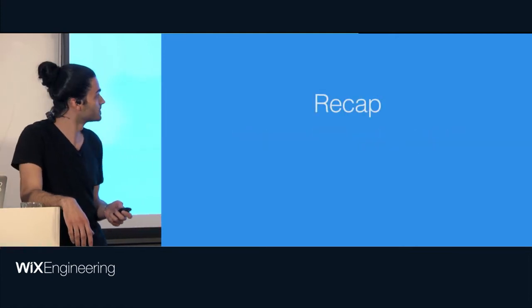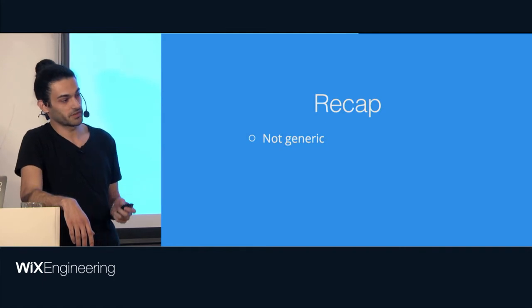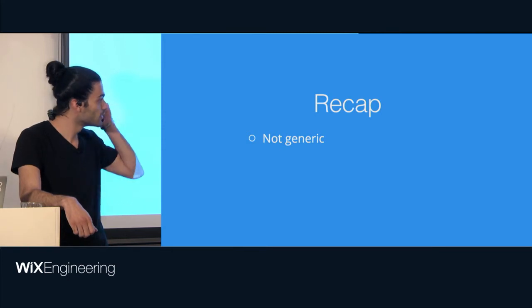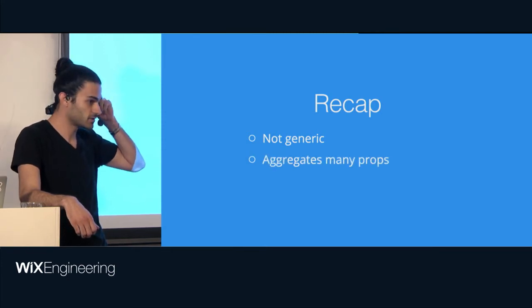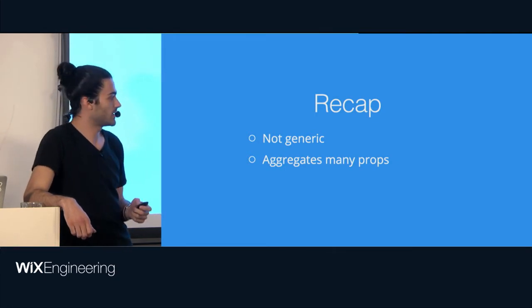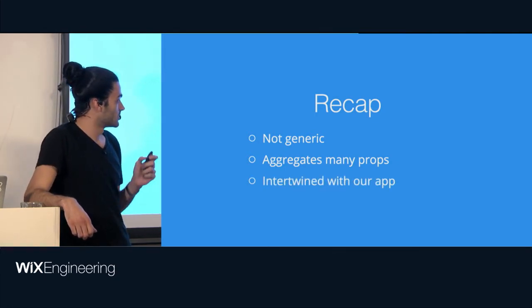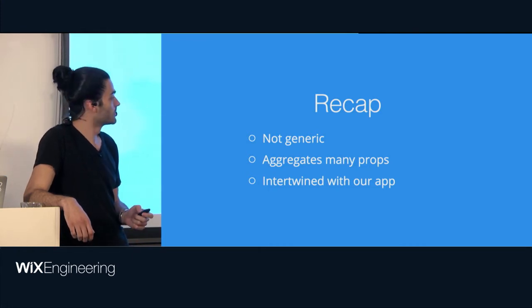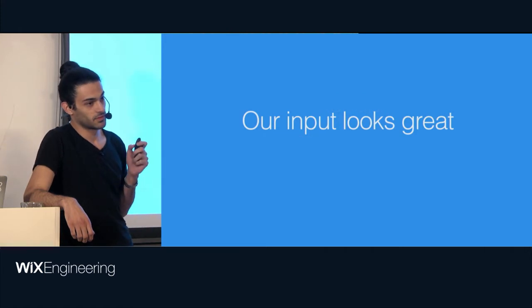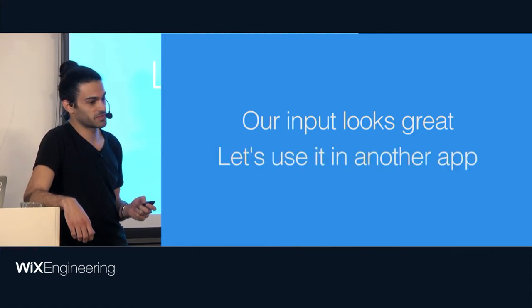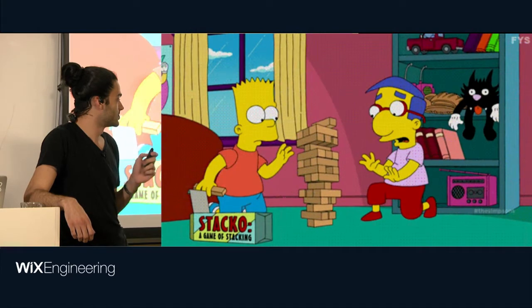So let's recap. Our input is not generic. It needs to be squeezed in order to fit all of our use cases. And it also aggregates many props. Our API is messy, and it's really hard to use. And the worst is that it's intertwined with our application. It's inseparable. And now there's another requirement. The manager comes and says, we would like this input to be used in another application. Fantastic.